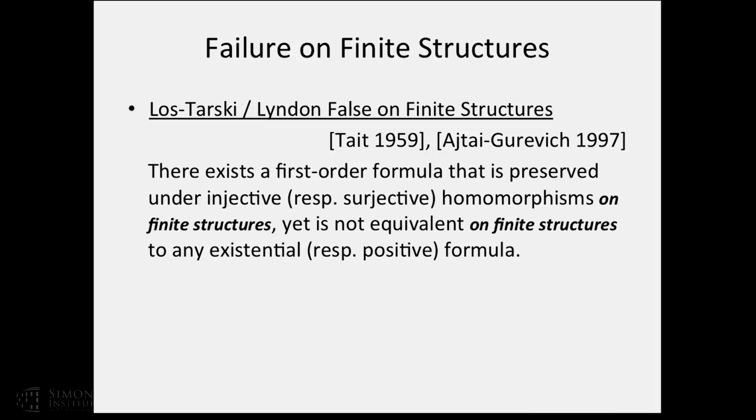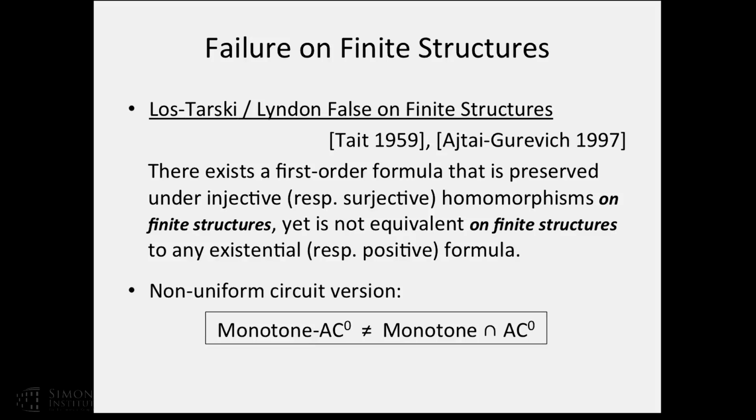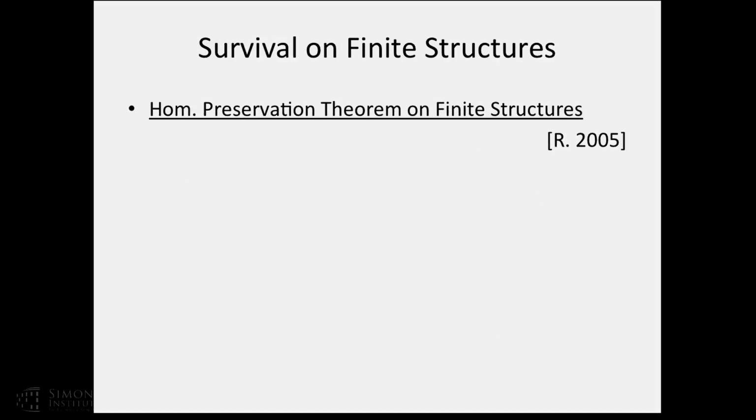So in other words, there exists a first-order formula that's preserved under injective or respectively surjective homomorphisms on the class of finite structures, yet is not equivalent on the class of finite structures to any existential or respectively positive formula. Okay? The result of Ajtai and Gurevich was in fact shown using an even stronger, non-uniform circuit version, which can be stated as a separation between the class of syntactically monotone AC0 circuits and AC0 circuits which compute monotone functions.